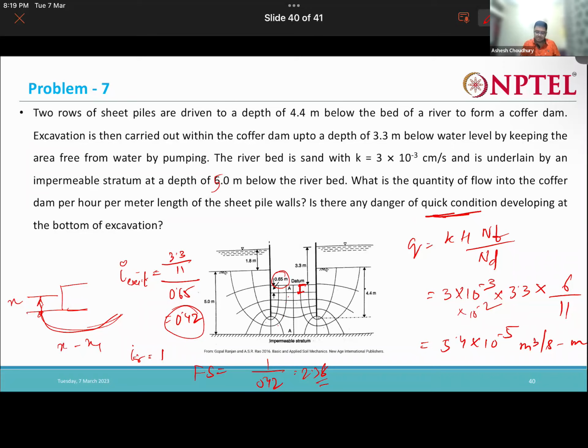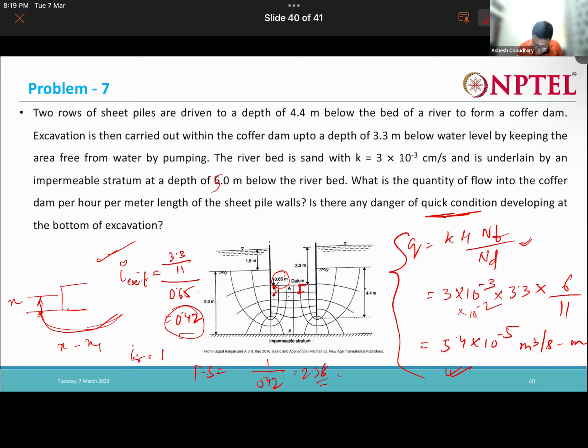Okay, so was this clear? Problem clear? So this part was clear, right? First part was easy, normal, same as usual. KH and A by ND used to determine the flow, and then it was asked us to find out whether there is any possibility of quicksand condition. So for that, first we need to determine the exit gradient. So head loss 3.3 divided by 11 divided by this length, along which that head is being lost, 0.65. So we have 0.42 as my exit gradient.